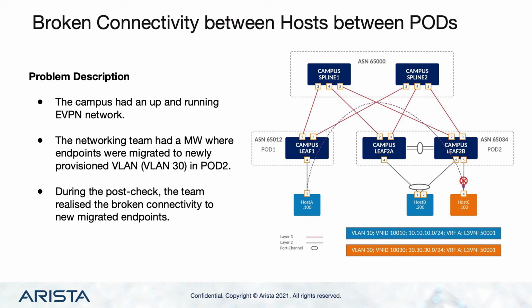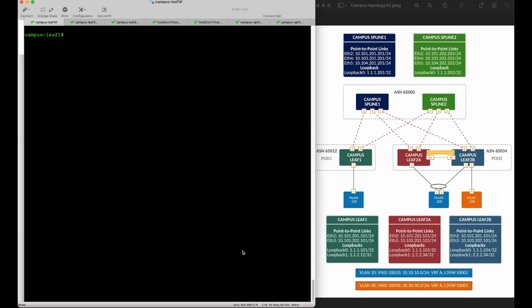Alright, let us start with our ping test from host A. This is host A, pinging 30.30.30.100, which is host C, from host A. And we can see this is not successful. Now let's look at leaf 1.